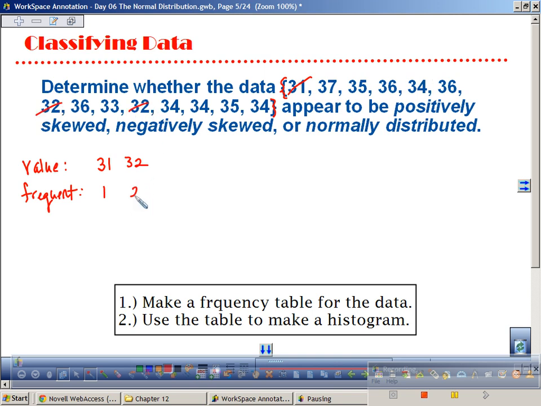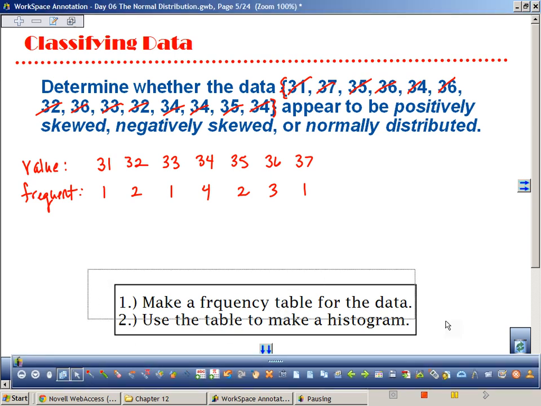1, 2. And 33? Only 1. And 34? 1, 2, 3, 4. And 35? 1, 2. And 36? 1, 2, 3. And 37? 1.